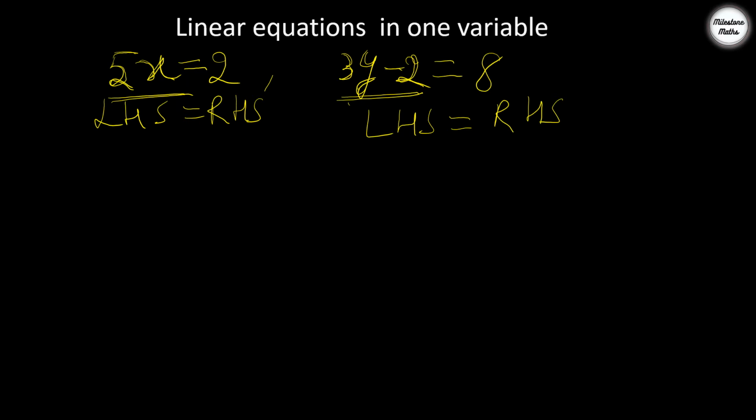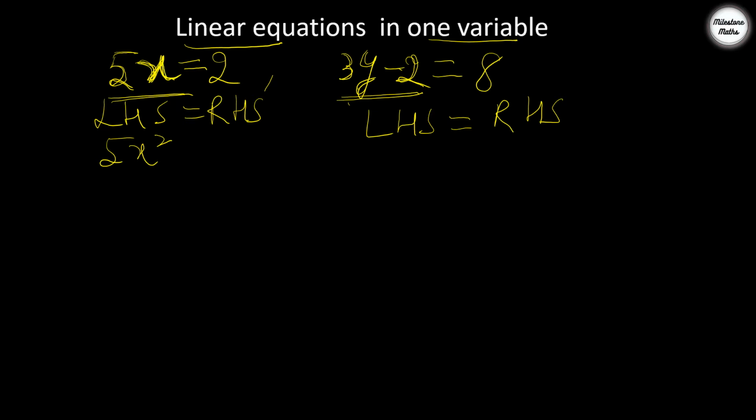Now why is it linear? Because the variable x has power 1. If it were 5x square, the power of the variable is 2, so it would become a quadratic equation, right? When the power of the variable is 1, it is linear. It is a linear equation in one variable when we have only one variable in the equation.